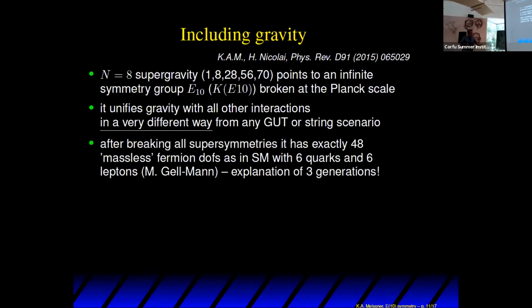One observation is that after breaking all supersymmetries, we don't assume any supersymmetry below the Planck scale. The theory is completely non-supersymmetric. It has exactly 48 massless fermion degrees of freedom, as in the standard model with 6 quarks. So Gell-Mann noticed that, and that can be an explanation of 3 generations. There cannot be more, and there cannot be fewer than 3 generations, 6 quarks and 6 leptons.